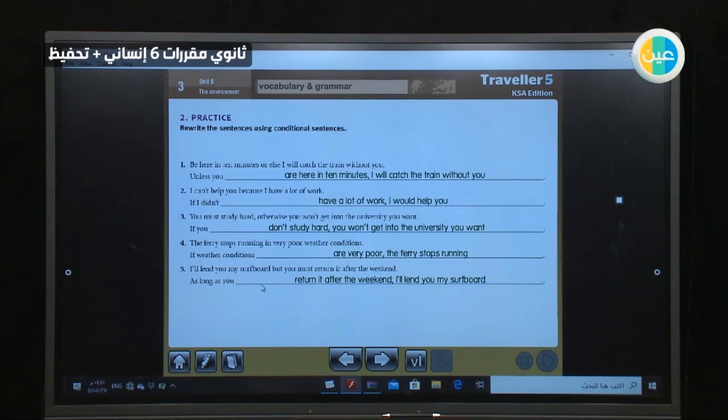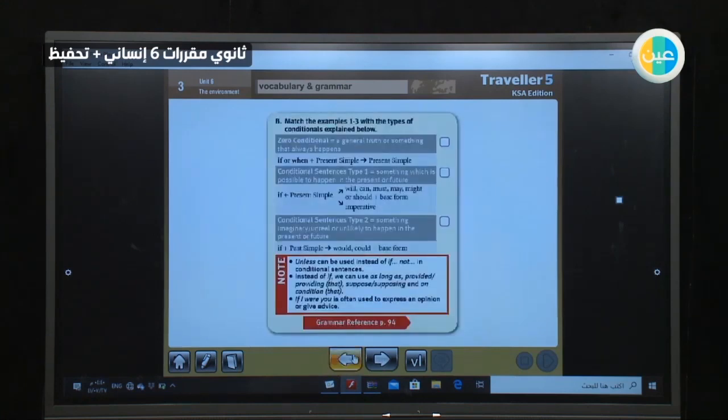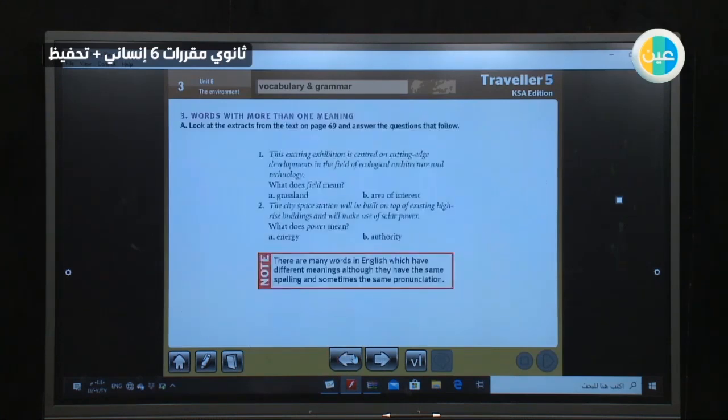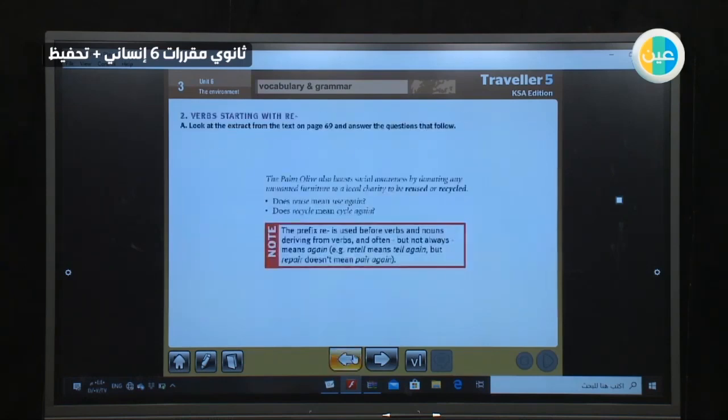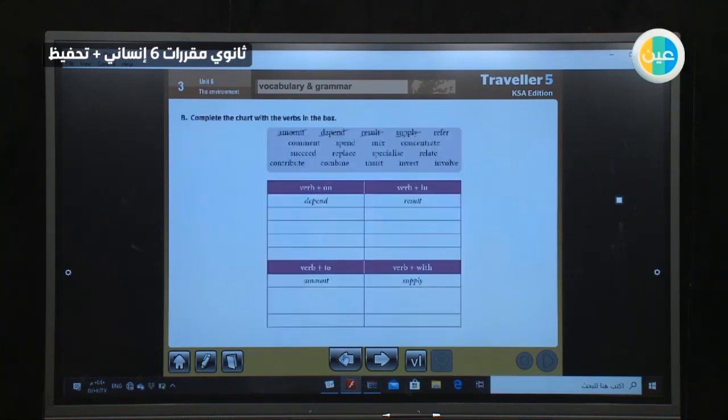Okay. Tomorrow, inshallah, we will do more work, more activities and exercises about the conditional sentences.